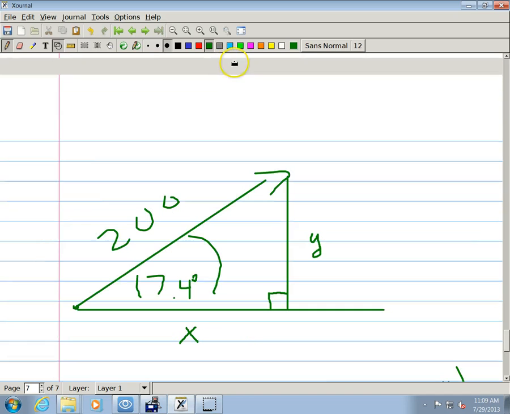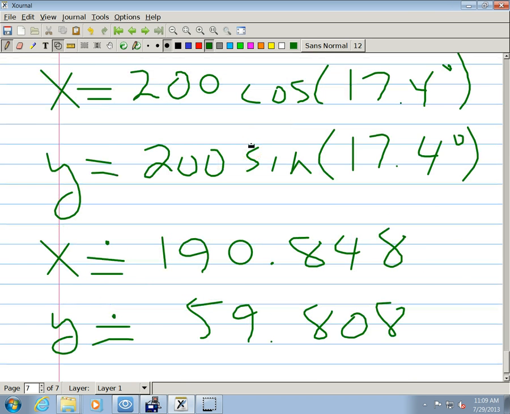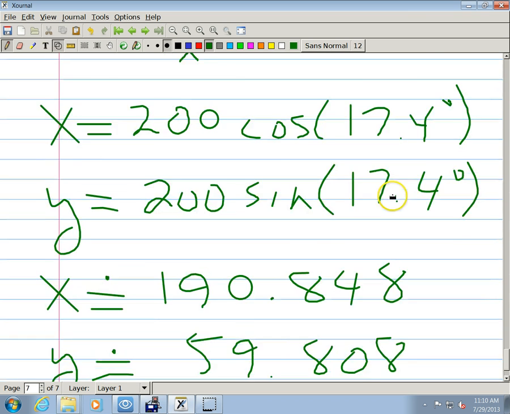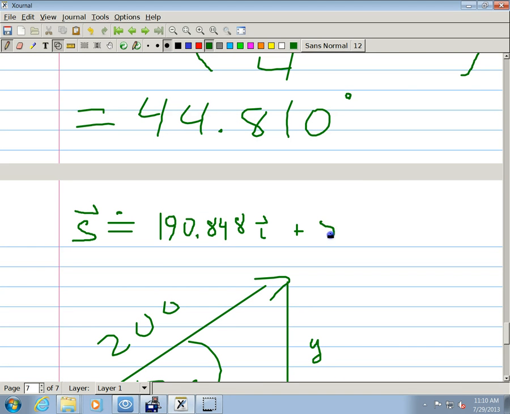I could say that vector is the same thing as saying, let's see, how about my displacement vector? For some reason they use S a lot for displacement. My displacement vector is the x component, which was 190.848 in the x direction. Let's call that vector i. What? Have you seen this kind of notation? Plus, and it's about, right? This is approximate. Plus, what was it? 59.808 j. What is j and what is i?